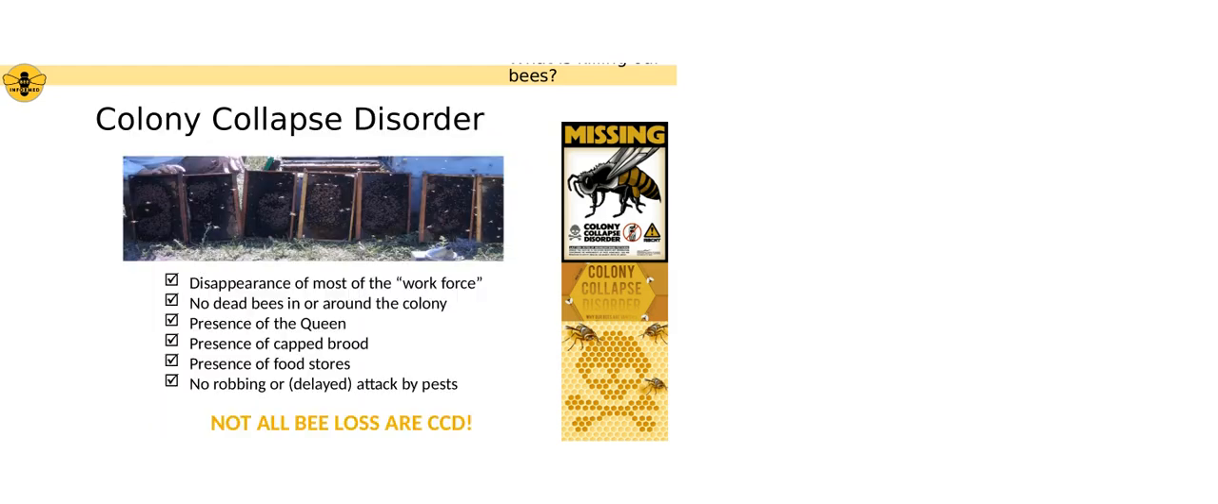That's because it has 6 very specific stages, it's got a specific checklist. You have to have disappearance of most of the workforce, no dead bees in or around the colony, the presence of the queen, presence of capped brood, presence of food stores, and no robbing or delayed attack by pests. So we'd see no small hive beetle, no wax moth, and no robbing from other bees. Those 6 things would be the only situation where you'd ever have colony collapse disorder, if all 6 of those and nothing else were included.